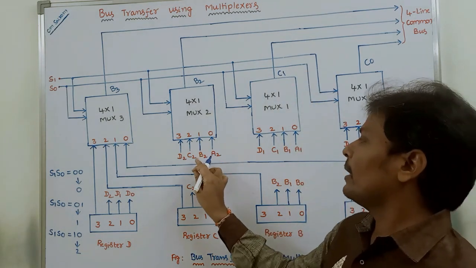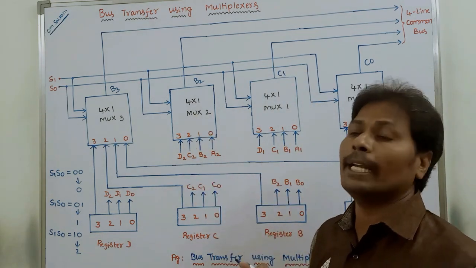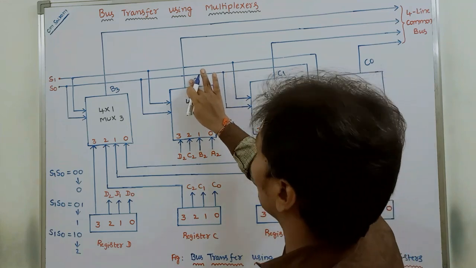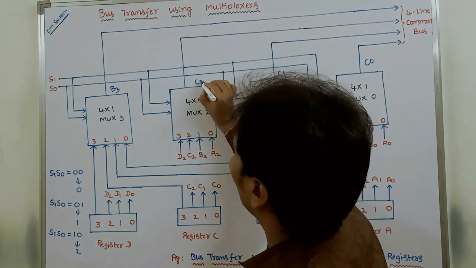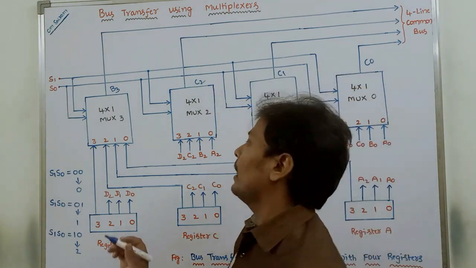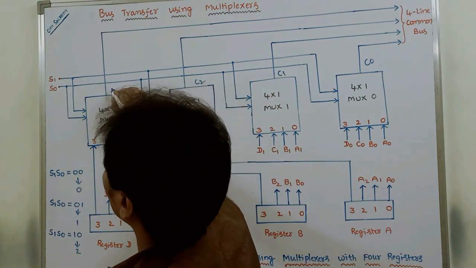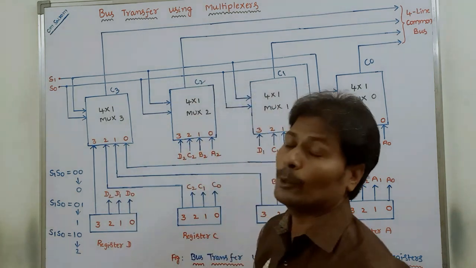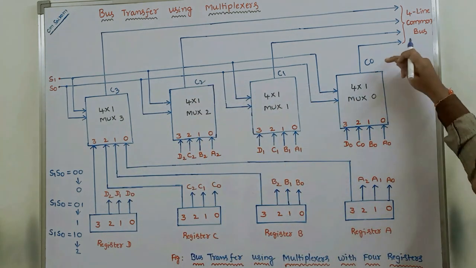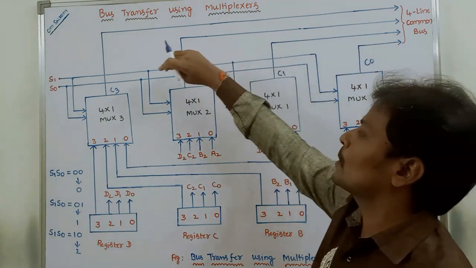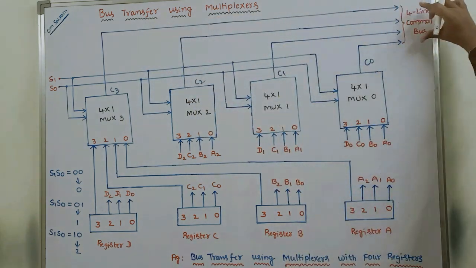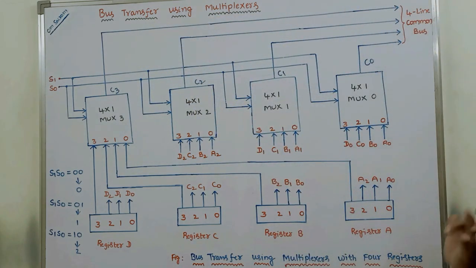Next, here we have to select the second data input, that is the C2, that is connected to the output line. Here we have to select the second data input, that is the C3. C3 is connected to the output line. So C0, C1, C2, C3 are connected to the 4-line common bus.